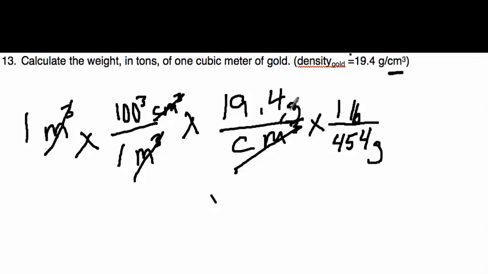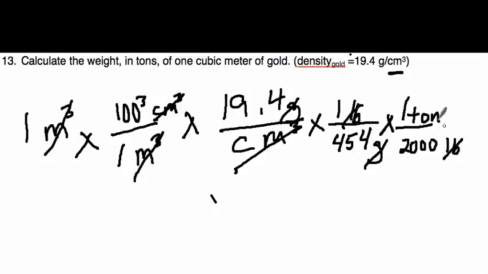Alright, so now we're in pounds. We're in the English system now, we're almost home, but we're not looking for pounds, we're looking for tons. So we do have one more step, and that step is 1 ton equals 2,000 pounds. Alright, now we can cross off our pounds. We're clearly in units of tons, and that's what we're looking for, is tons.